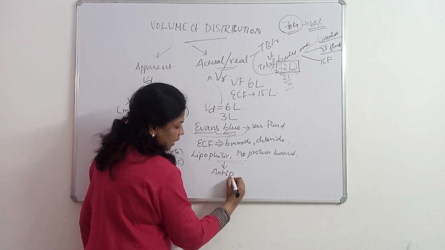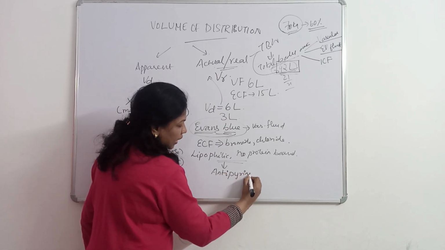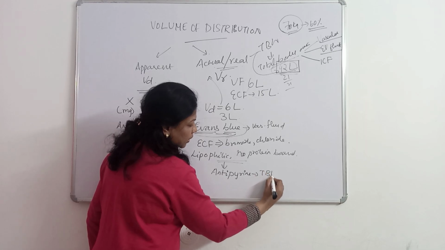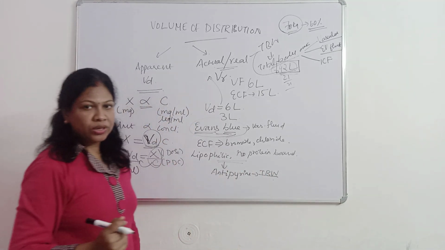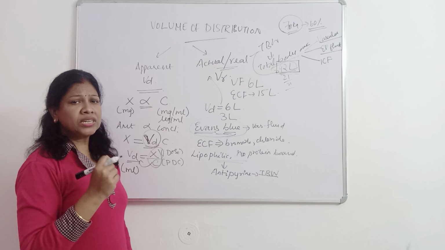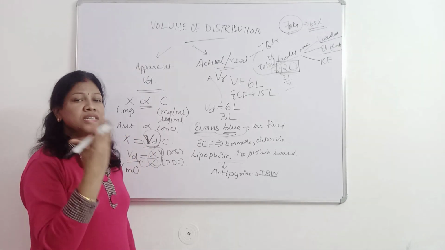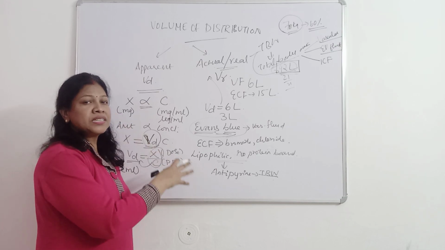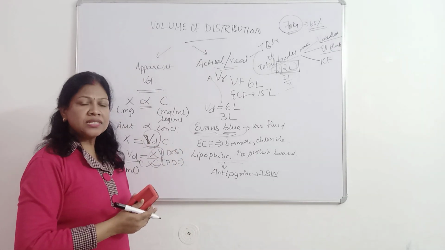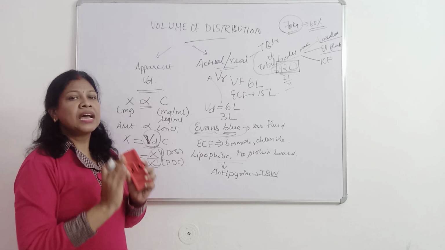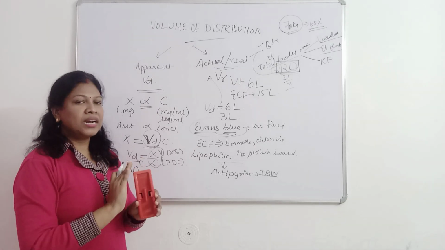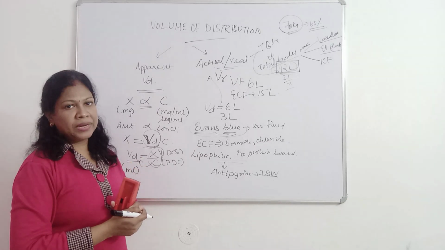One example is antipyrine. So antipyrine is used to determine the total body water. That is, the 42 liter total body water was determined by using this substance, antipyrine. Why is this substance used? Because this substance is highly lipophilic in nature and it doesn't have any protein binding.